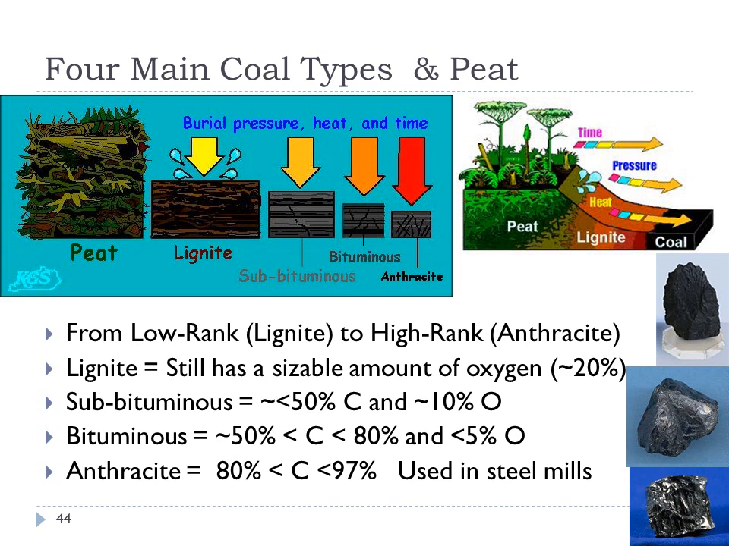So by the time you get to anthracite, you are between like 80 and 97% on a mole basis carbon. And if you're at 100% carbon, you're at either graphite or diamond, right? And so anthracite looks very much like graphite. A lot of carbon ring structures.